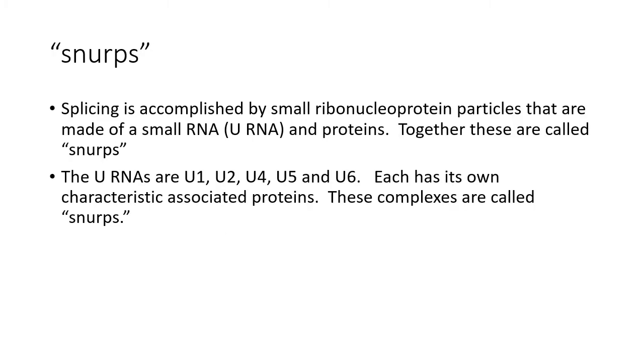Okay, so remember snRNPs. Splicing is accomplished by these small particles that are made of a U RNA, small RNA, and the associated proteins. So these are called snRNPs. The U RNAs are U1, U2, U4, U5, and U6. I don't know what happened to U3. Anyway, each has its own associated proteins, and these are the ones that carry out the splicing reaction.